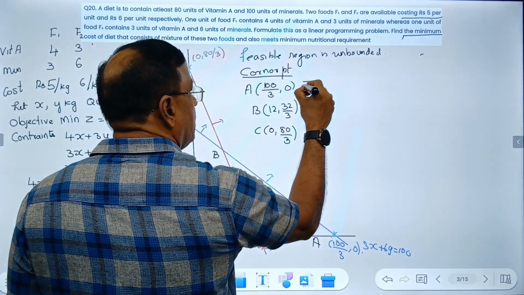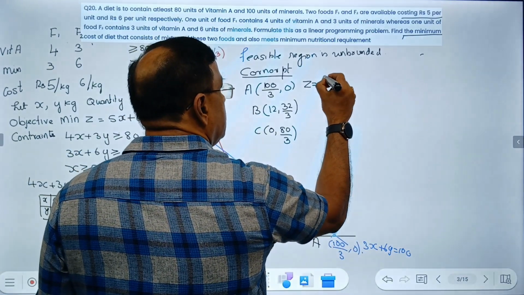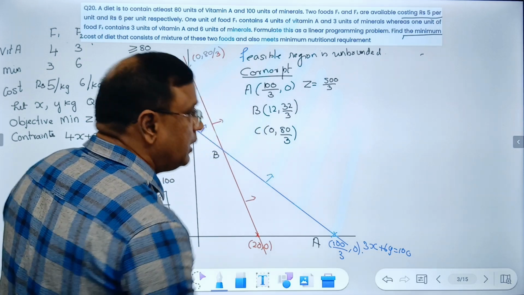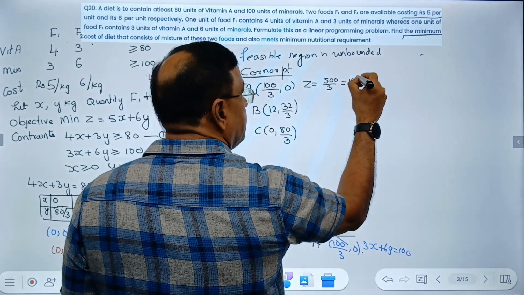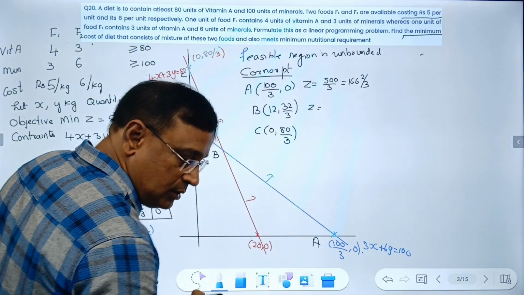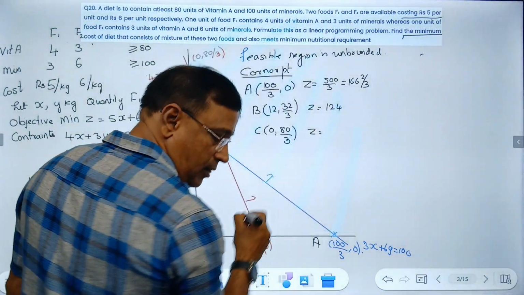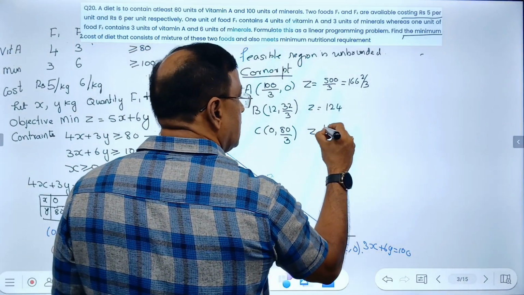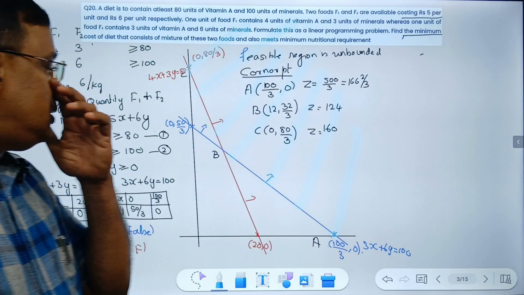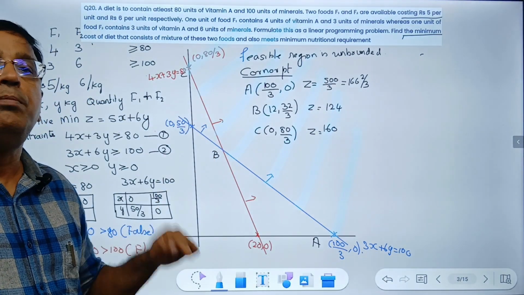Then I find the corresponding Z values. My corresponding Z values are 500/3, which is roughly 166.23, and this is Z equal to, I'm getting 124, and here Z equal to 160, correct? So these are the minimum values. But since it is an unbounded region, it is necessary for me to check the open half plane.